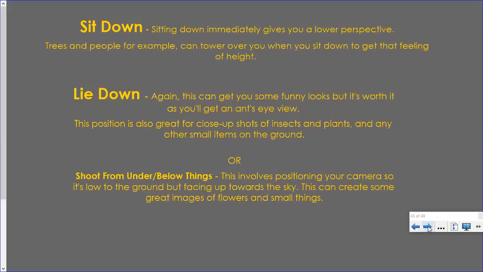If you can lie down, I've done this sometimes too. I can lay down and I can look up at the tree trunk above me. And by lying down on the ground and shooting a tree above me, it gives you a whole different angle. You can try shooting from underneath things, from below things. This just changes the position of your camera, but it can create some great images, especially of things that are low to the ground, like flowers or things you see in your yard.